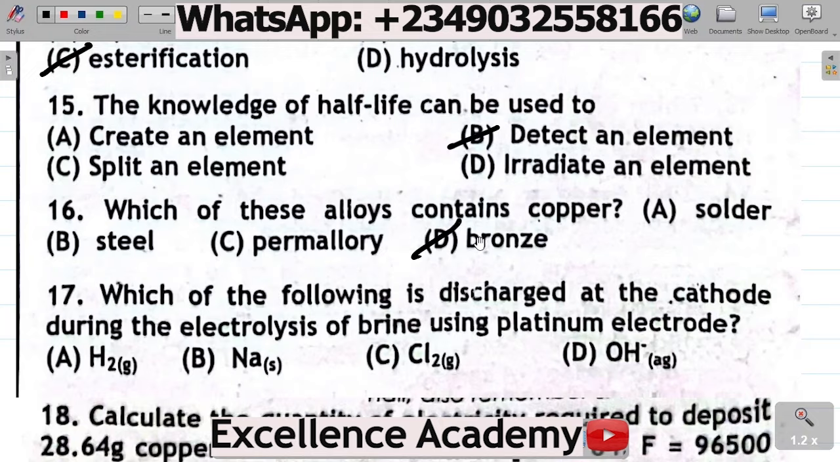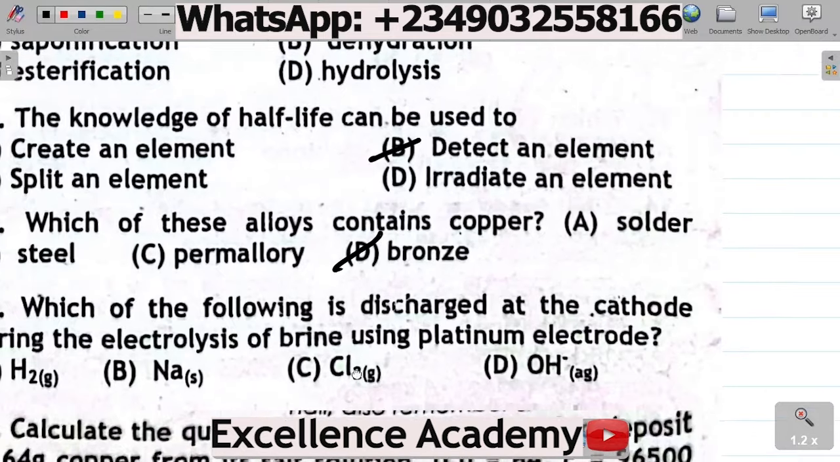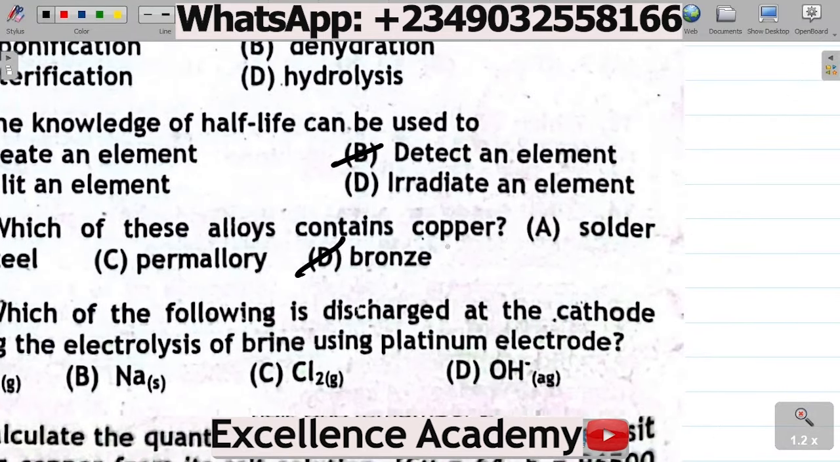Bronze is an alloy of two elements, which are copper and tin. So bronze contains copper and tin. Solder contains lead and tin. Bronze is simply copper plus tin, that's Sn, that's tin. Solder is simply lead, that's Pb, plus tin, that's Sn.